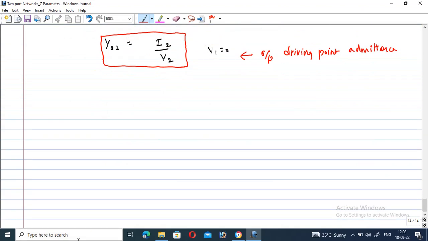Now, let us see some of the conditions like the reciprocity condition as well as the symmetric conditions in the case of the Y parameters. So for that purpose, let us see the considerations. Reciprocity means generally we know that Y parameters are nothing but reciprocity of the Y parameters.